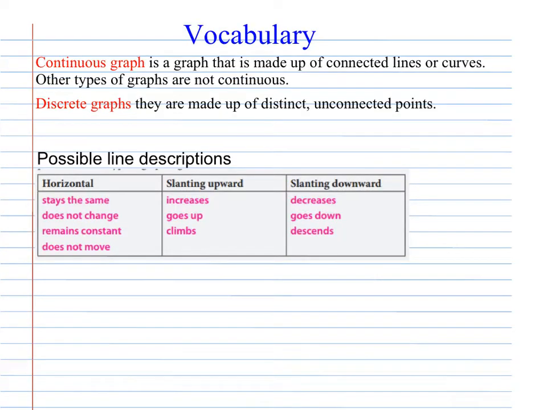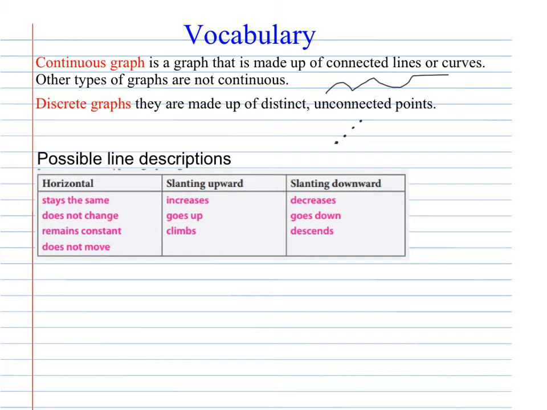Okay, so a continuous graph is a graph that's made up of connected lines or curves. Other types of graphs are not continuous. So anything that has a hole or a gap is not going to be continuous. A discrete graph then is made up of distinct, unconnected points, such as these right here. That would be a discrete graph. A continuous graph could be curves, straight lines, curves, straight lines. That's a continuous graph.